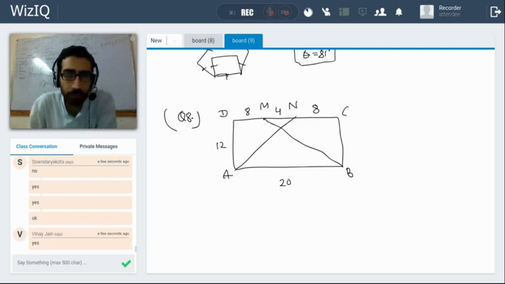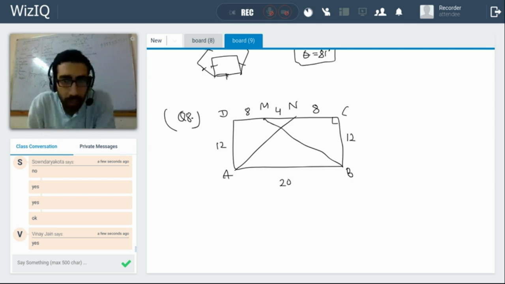Now, what else do I know? What else do I know about this? Yeah. Have a look at triangle. There are many ways of doing this question. What I like about this question is, have a look at triangle MCB. MC is 12 and CB is also equal to 12. And of course, angle C is 90. Is this clear?